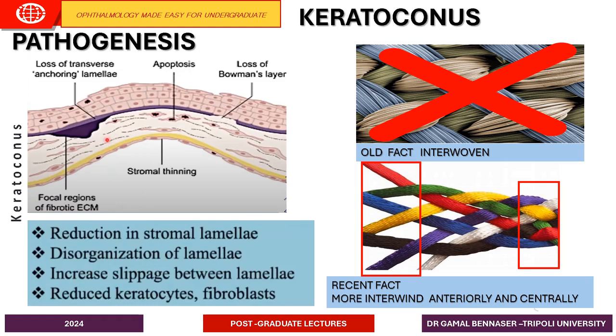So this is a quick overview about the pathogenesis of keratoconus and the changes that happen in the cornea at the level of the epithelium, Bowman's layer, and the stroma, the keratocytes, extracellular matrix, as well as we understand the normal arrangement of the collagen fibers and the intertwined appearance of the lamellae of the collagen fibers in the stroma.